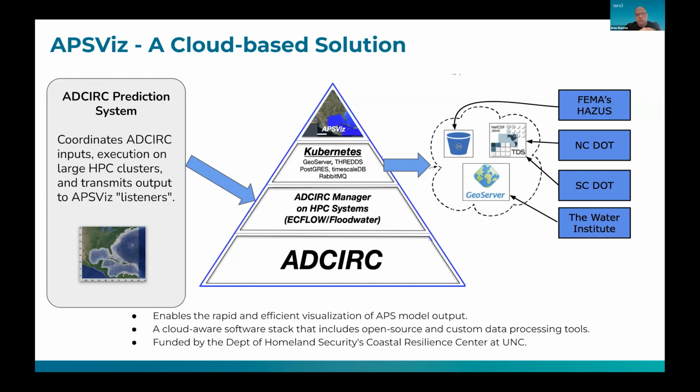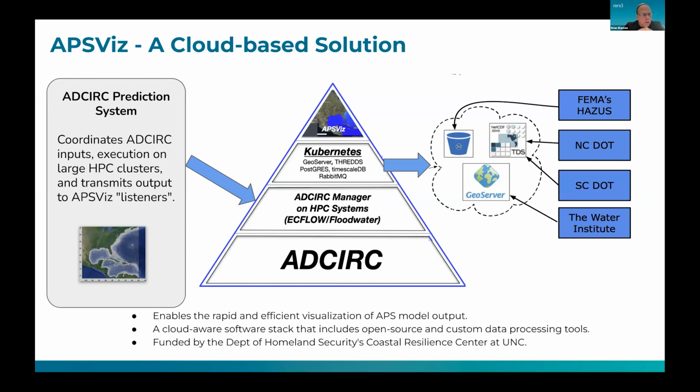Above that sits the manager for ADCIRC on something like a high performance computing system. Above that is what we're calling APS Viz, and it says Kubernetes here. It's the thing that manages turning the ADCIRC information in its native format into something that can be visualized and made available to others. At the end of the day, there's an arrow out to the right where all this information gets pushed to various types of endpoints like S3 buckets, GeoServers, and Postgres databases, so that external clients like FEMA or various departments of transportation can get that data and stick it into their development platforms or their decision-making platforms.